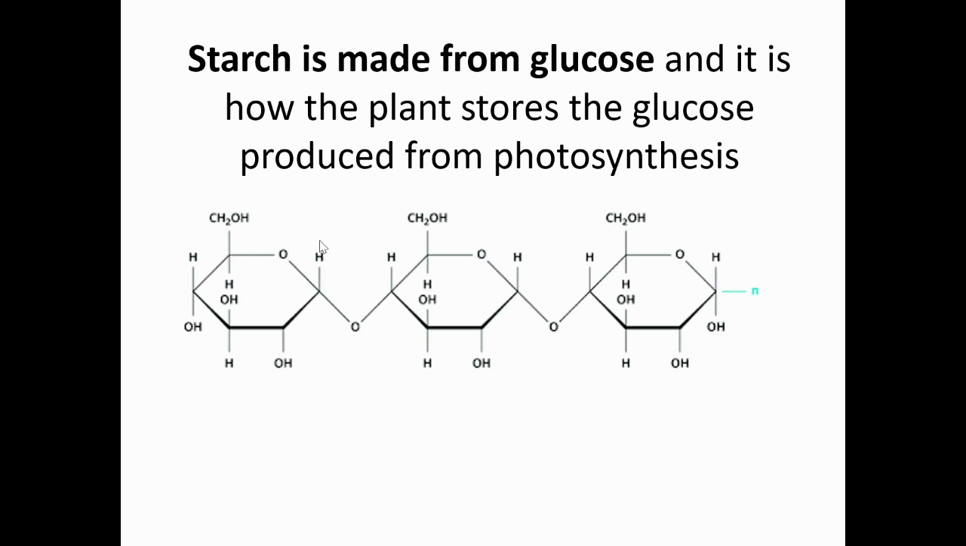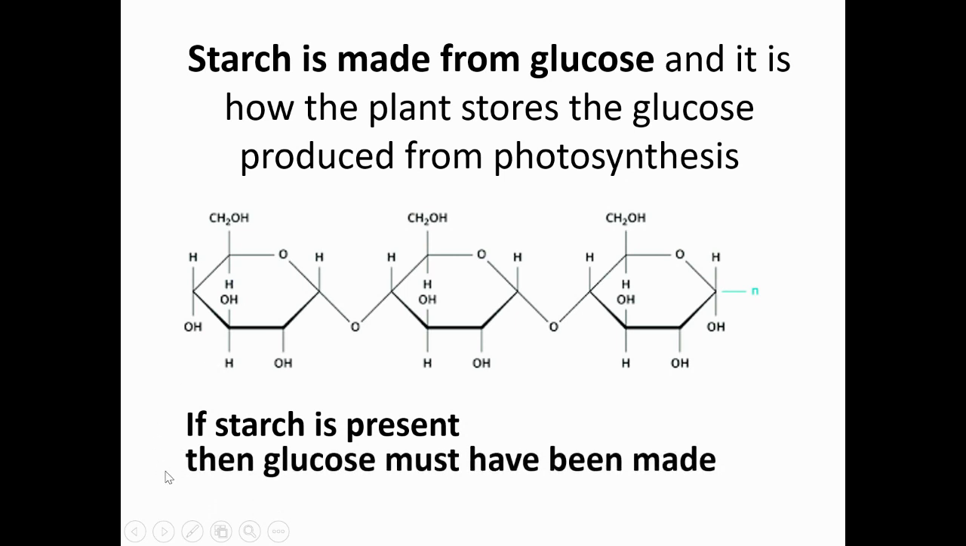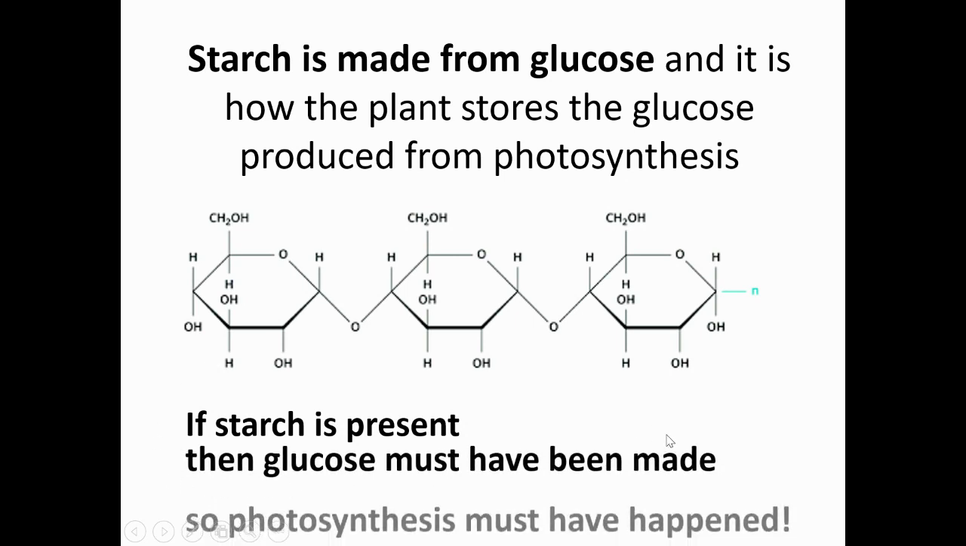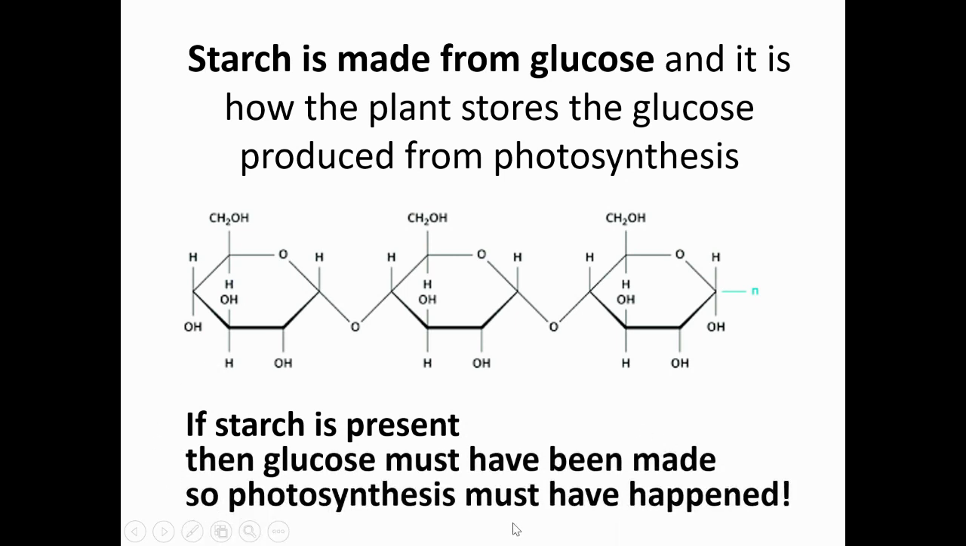You may have seen starch before. Perhaps if you're chopping potatoes, there's lots of starch in potatoes, and usually on your knife there would be this white kind of gunky film. That is actually starch. Also, it's in banana peels, I think. So I don't know if you've ever bitten a banana with its skin on and it makes your teeth feel horrible. That's starch doing that. So if starch is present, that means glucose must have been made. So photosynthesis must have happened.